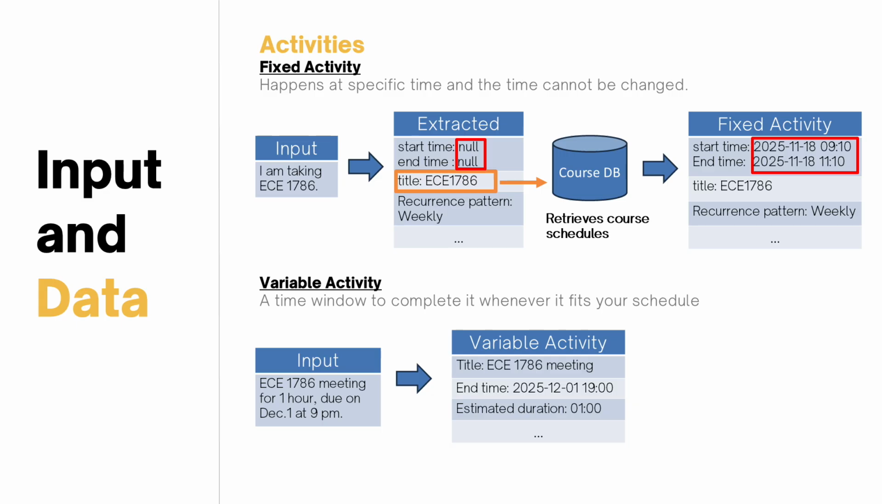In terms of our variable activities, this is a type that allows you to complete within a time window that fits your schedule. For this input, it will be reformatted into a variable activity with time window and estimated durations.